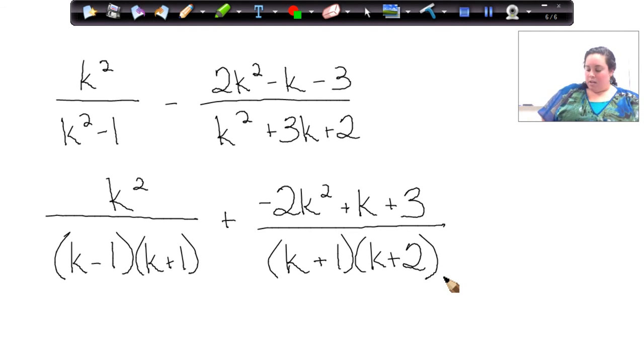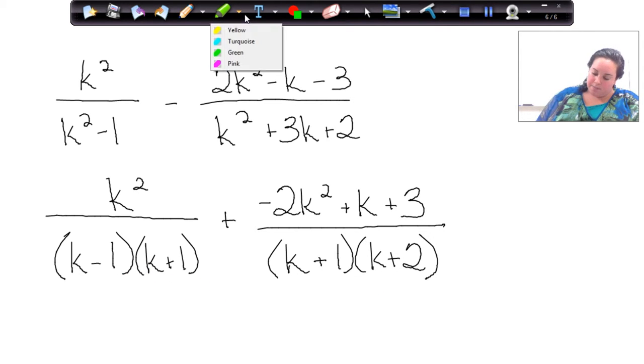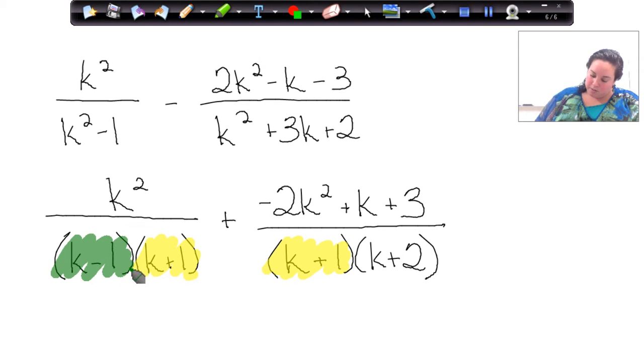All right, so we have certain things in common between the two denominators, and then certain things different. They both have a k plus 1, which is great. And then this one has a k minus 1, and this one has a k plus 2. So we are going to need all three of these parts in our least common denominator, the LCD.